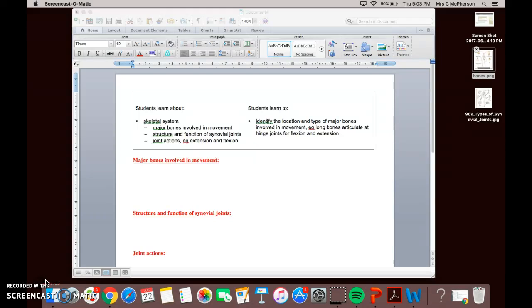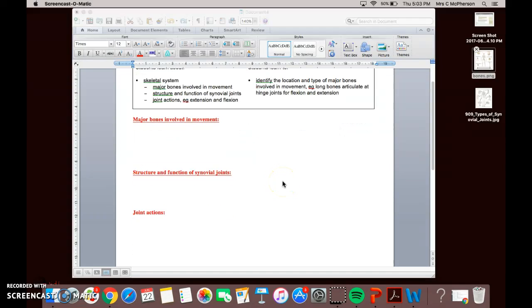So I've just picked one from the body in motion, and you can get a general idea of what I'm looking at here. All I've done so far, you don't need to put the syllabus part in here like I have, but all I've done so far is I've got my major bones involved in movement, structure and function of synovial joints, and joint actions. From here, we're going to break it down.